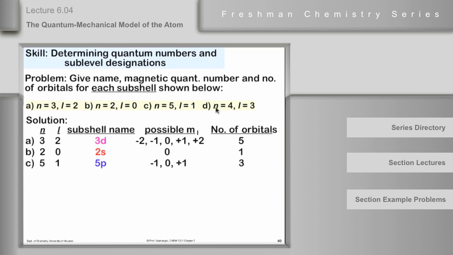Okay? Now, d is n equal to 4 and l equal to 3. When l is equal to 3, what kind of subshell is that? That's an f subshell. So with n equal to 4, it would be the 4f. The m sub l values would start with negative 3 and go all the way up to positive 3. That's 7 values, so there will be 7 orbitals in an f subshell. In practice, we won't do g and h and so forth. f is as far as chemical significance goes at this point. Questions on the answers to this problem? All right, good.